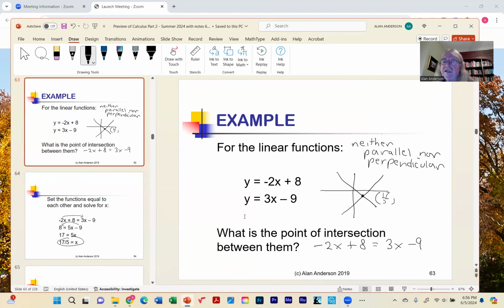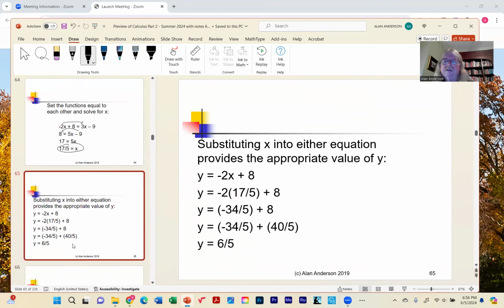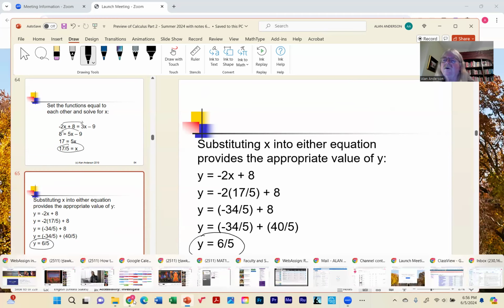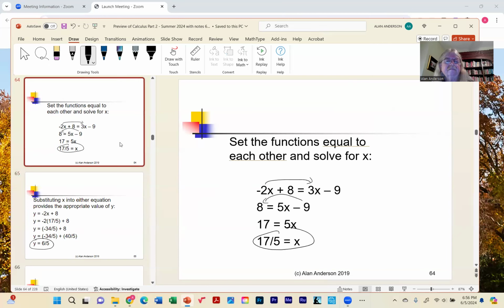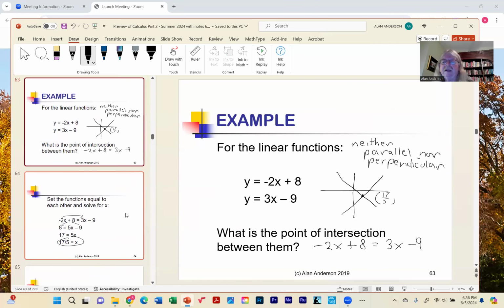And now I can plug that into either of these two equations. It doesn't matter which one, and I'll get the appropriate value for y. Okay? And so it turns out to be 6 fifths after you do all the algebra. So we can come back here and put this in, and now we can see that the point at which they cross is 17 fifths, comma, 6 fifths.